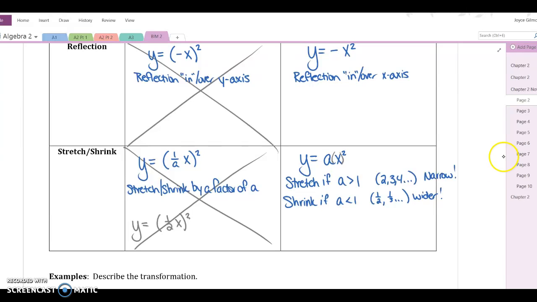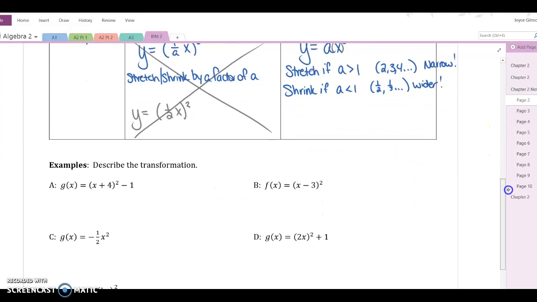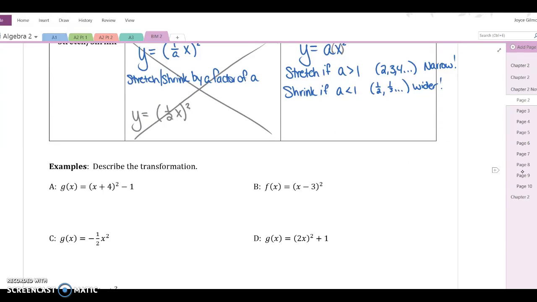At the bottom of the page, there's some examples, and we need to describe the transformations. Some teachers would say, describe the transformation using full sentences and correct vocabulary. I really don't care about that. I want to know if I gave you a lineup of 5 graphs and gave you 5 equations, could you match the equation to the graph based on the transformation? So that's what I really want you to be able to do. So this first one, what does this plus 4 indicate? Left 4. What does the minus 1 indicate? Down 1. That's what I want you to be able to do from these equations.